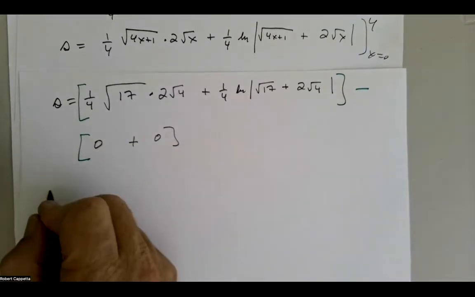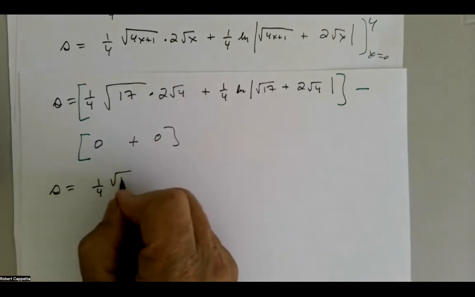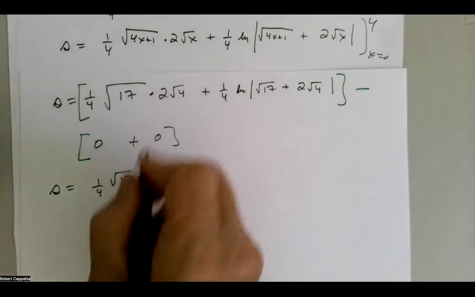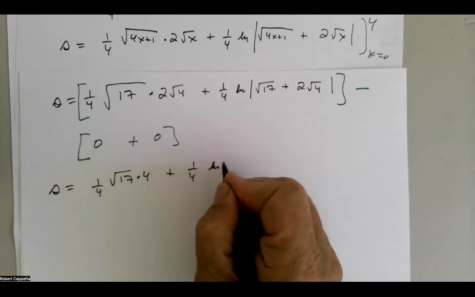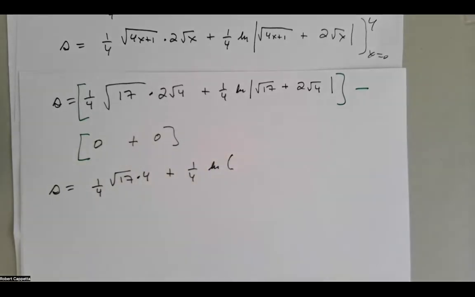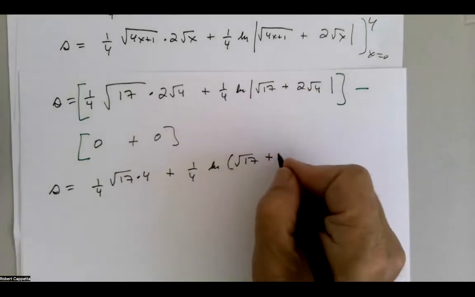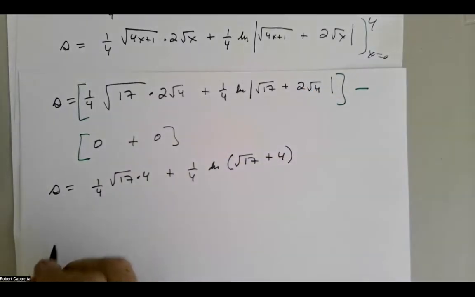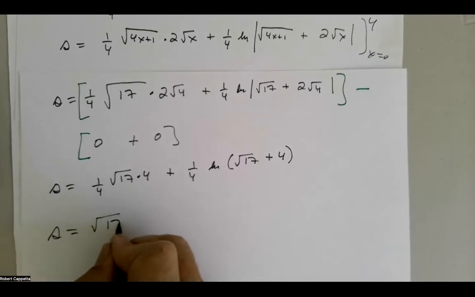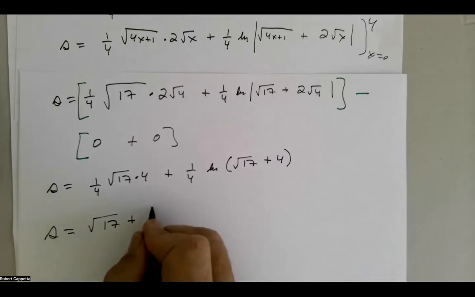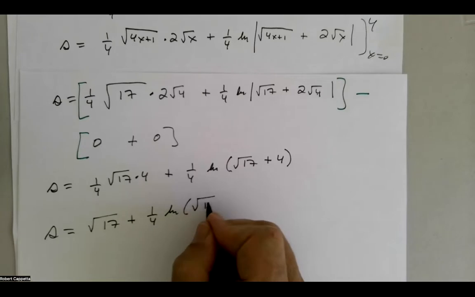So where does that leave us? S is 1/4 times root 17. Root 4 is 2, 2 times 2 is 4, plus 1/4 log. I don't think I need absolute value because everything is positive. Root 17 plus root 4 is 2, 2 times 2 is 4. The 4's cancel or divide out. What are we going to finish with? S is root 17 plus 1/4 times the log of root 17 plus 4.